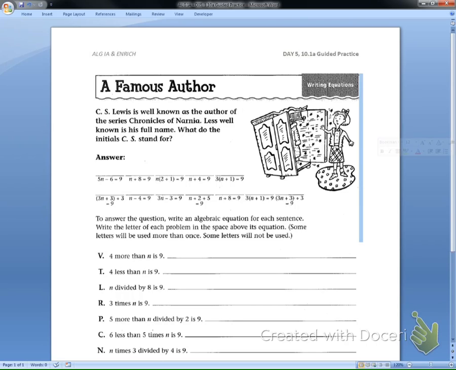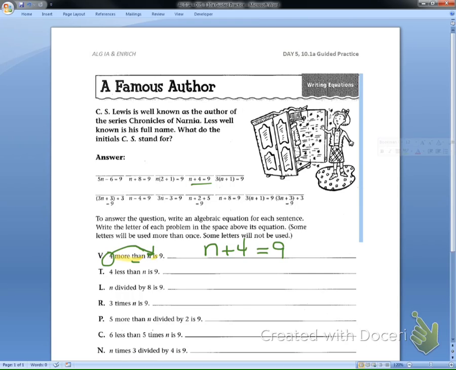So let's look at the first one. It says 4 more than n is 9. So the key words here are more than and is. Remember that the word than means to hold that thought. The is 9 is equal to 9, but you would write n plus 4 because the hold that thought means that 4 needs to go after your next number. Hold that thought and stick it on the end. So find that equation up above. Do you see where it says n plus 4 is equal to 9?